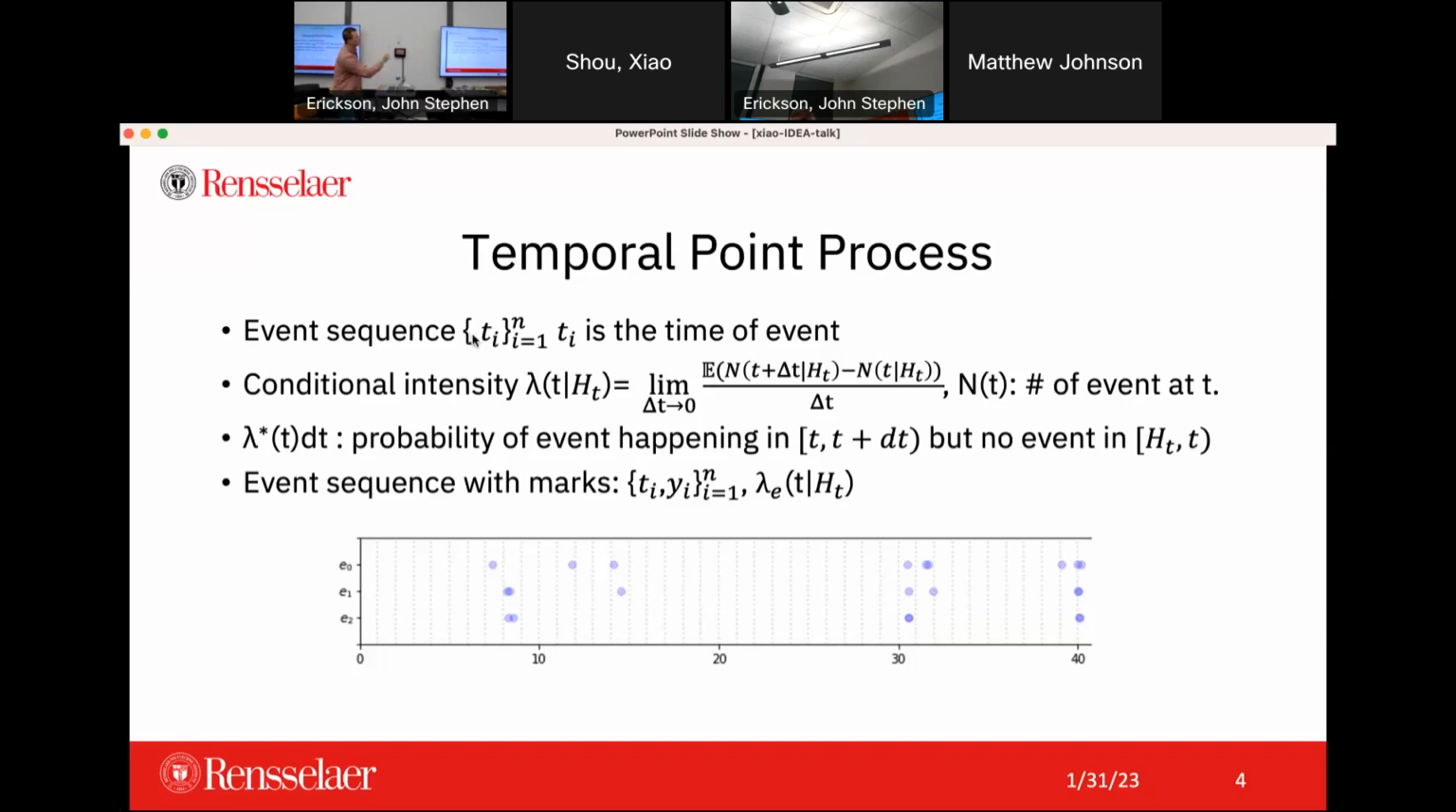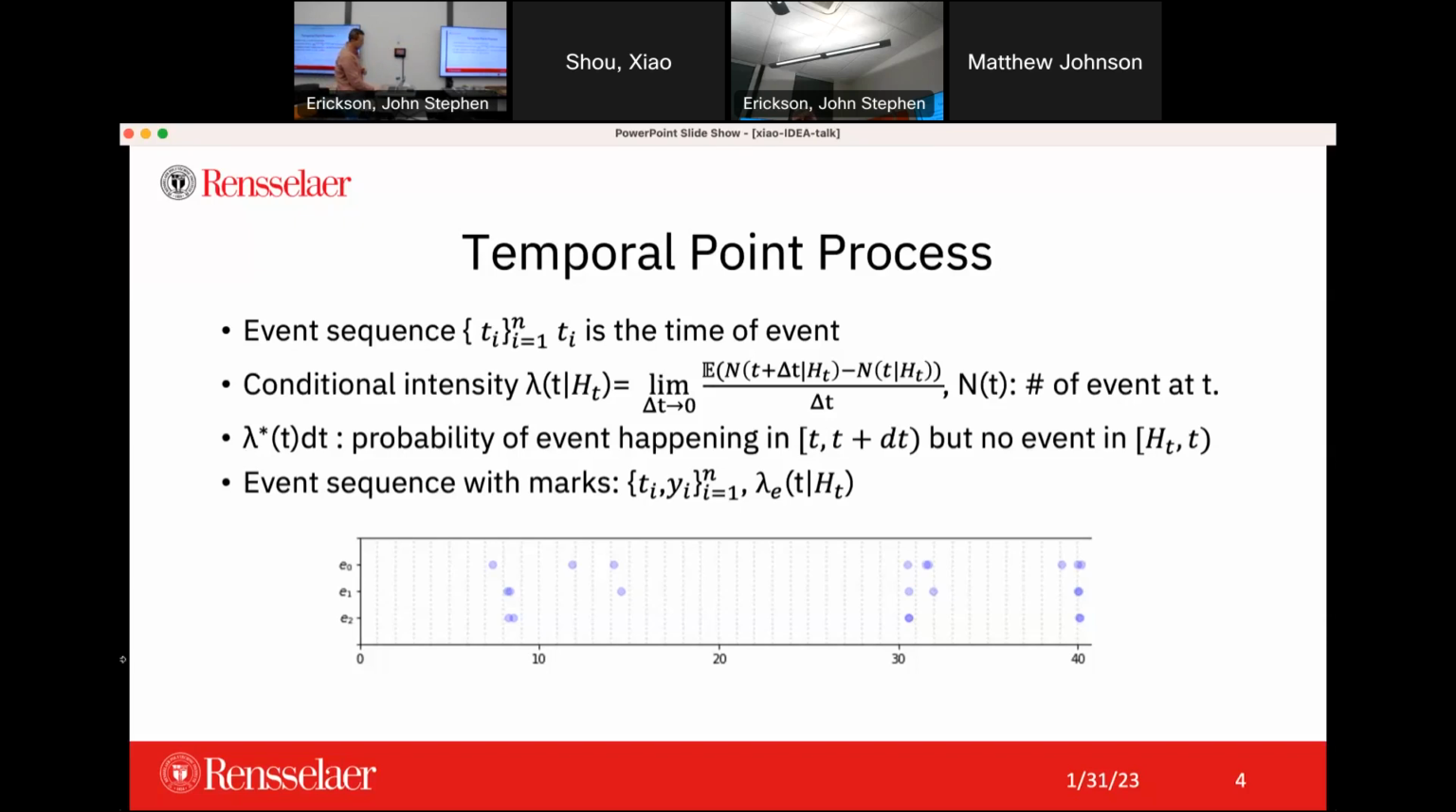This is essentially saying, I can't point at it, but the E is the expectation term. So within a very small amount of time, we can see the event count increases by 1 in this case. So N is the number of events at t. So the conditional intensity function really describes the rate of an event happening at a point of time given the history. And we can also think of this term as the probability of an event happening in that small interval, but prior to that, from the history after t, there's no event happening.